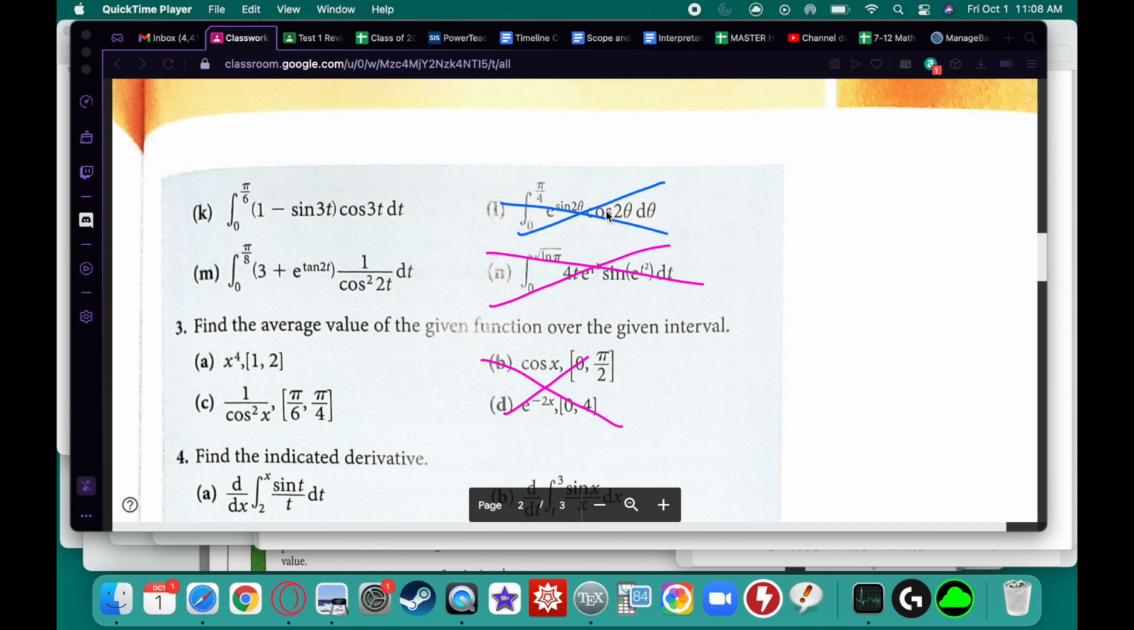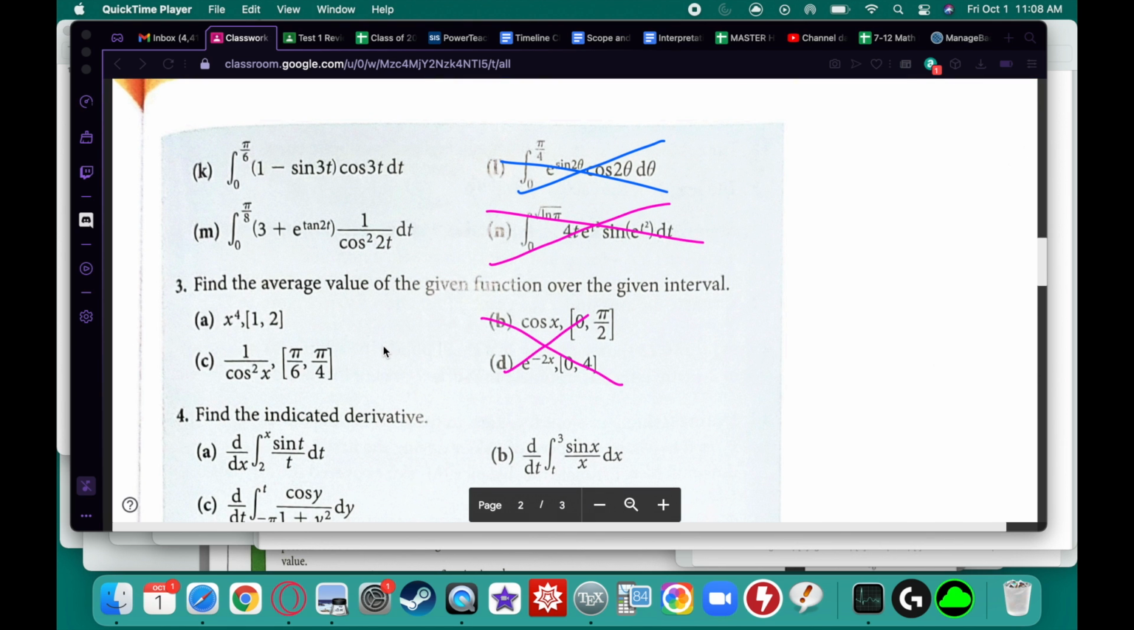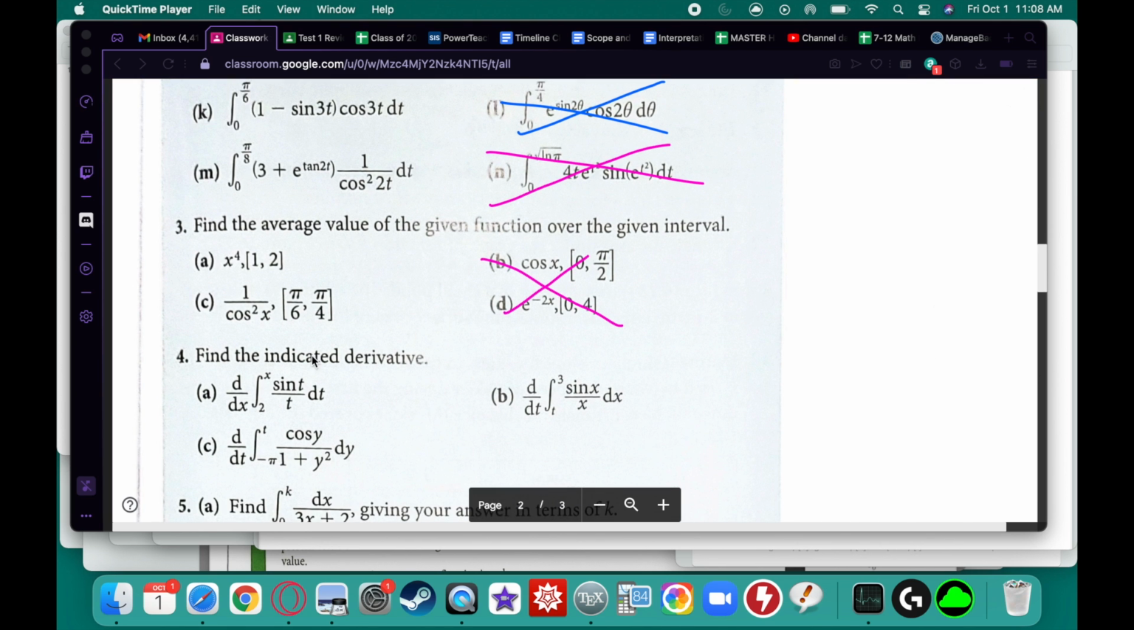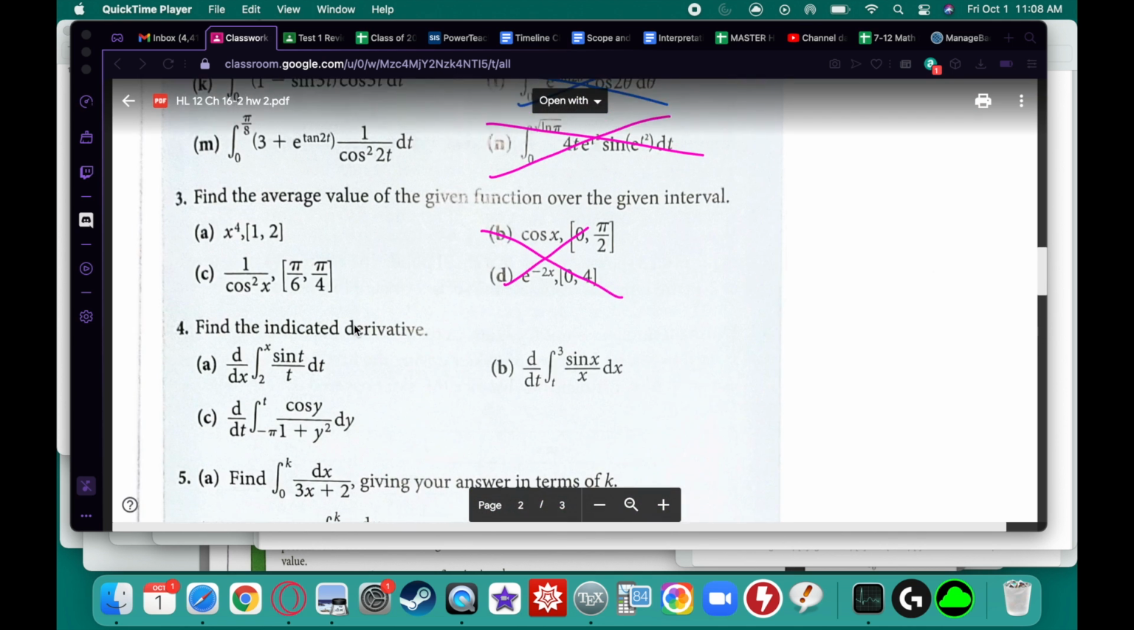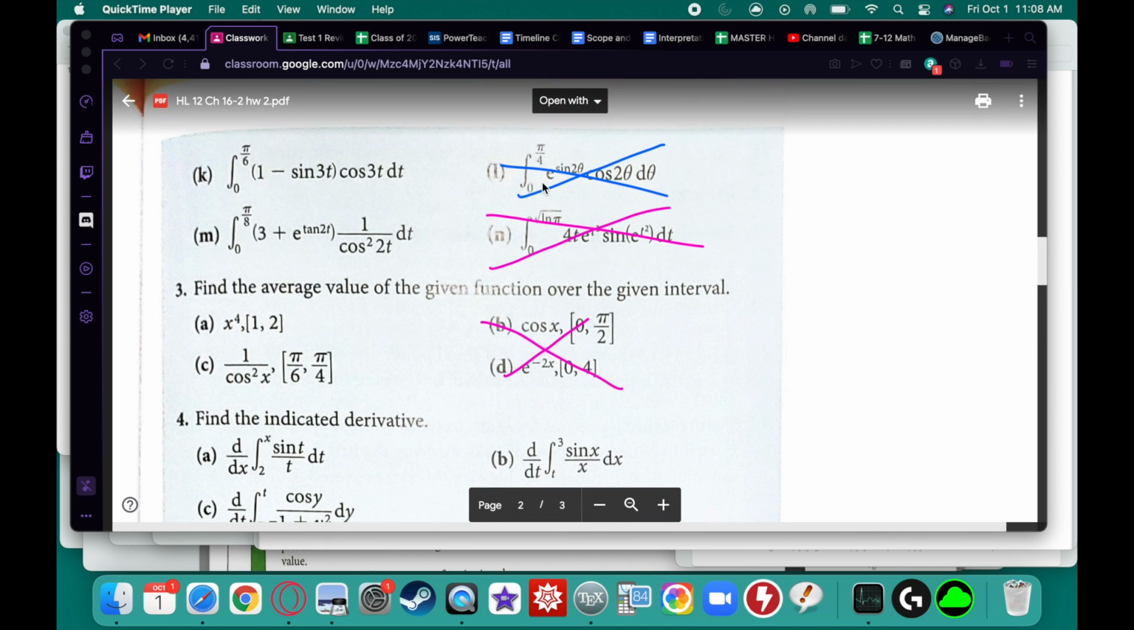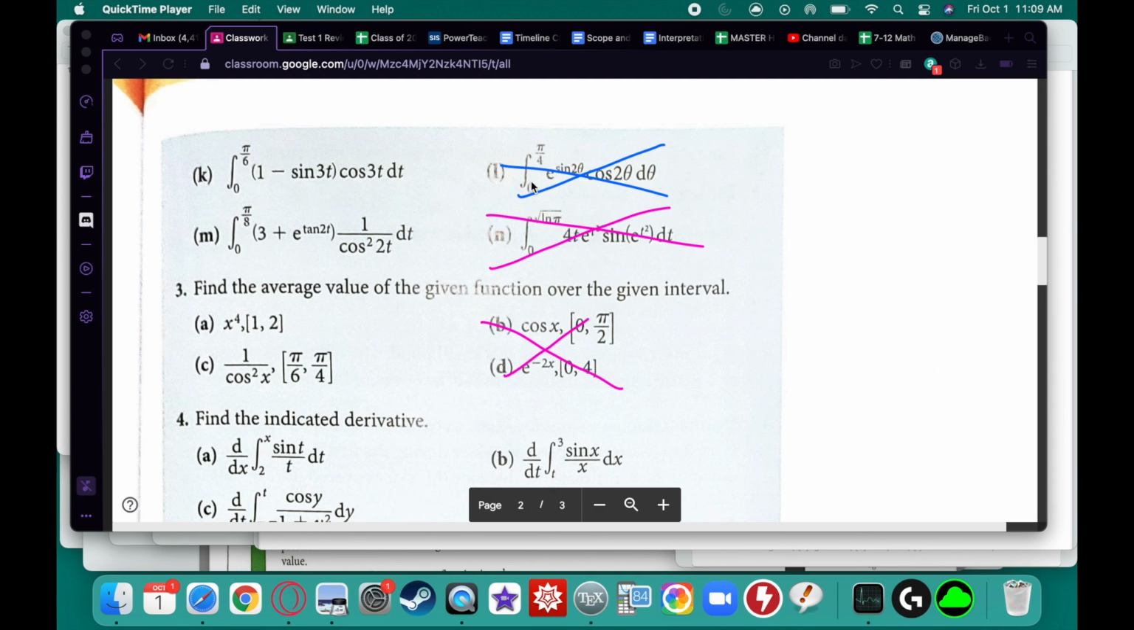All right, last problem we're going to cover today, because the rest of these are pretty easy. Find the average value, there's a formula. Find the derivative, this is easy. Let's do this last one, which is kind of on the harder side. The integral from 0 to pi over 4 of e to the sine 2 theta power times cosine of 2 theta with respect to theta.